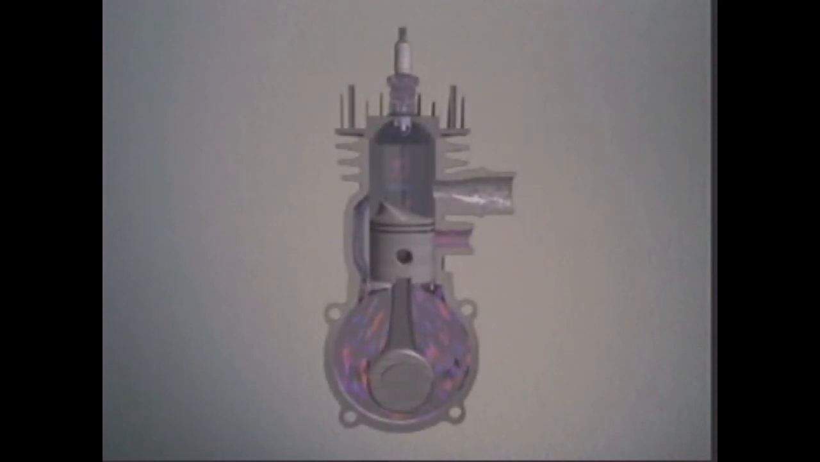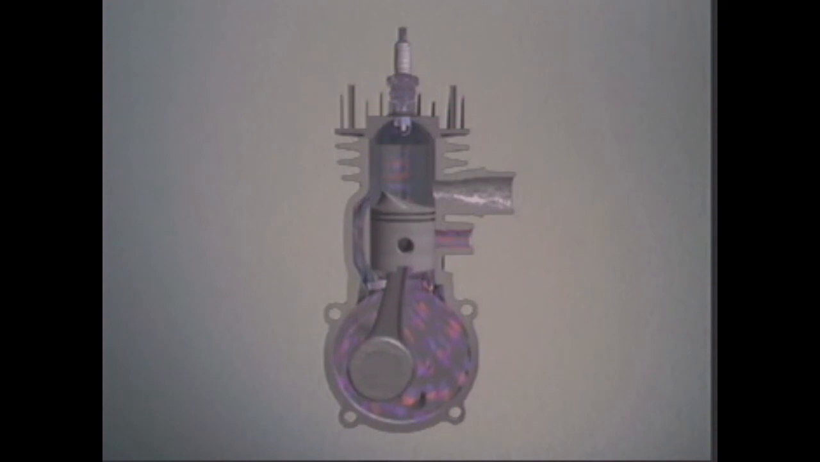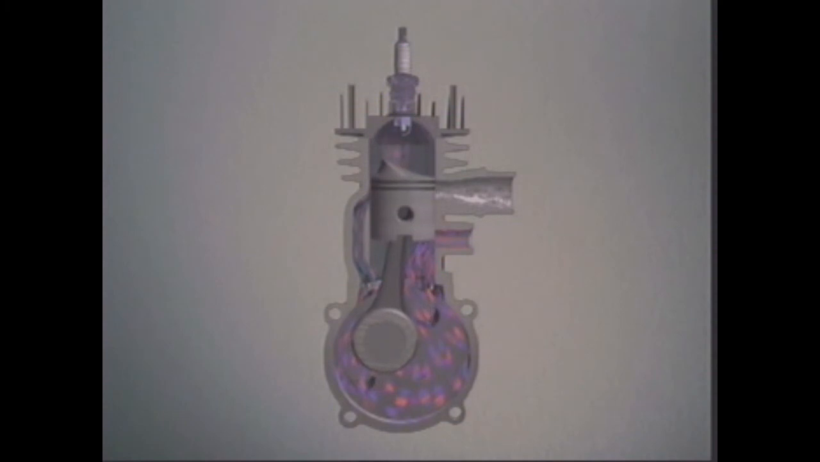Let's run the cycle again. The piston moves up the cylinder. The top of the piston covers the exhaust port, the bottom uncovers the inlet port. Air-fuel mixture enters and circulates in the sealed crankcase below the piston. The piston rises and compresses the mixture above it. A spark plug ignites it and it burns.